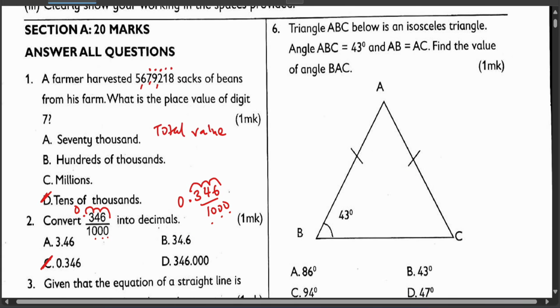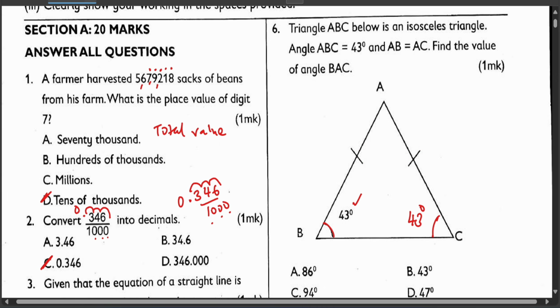Question 6. Triangle ABC below is an isosceles triangle. Angle ABC is equal to 43 degrees and AB is equal to AC. So find the value of angle BAC. Isosceles triangles, usually opposite angles in an isosceles triangle are equal. Sasa kama hii ni 43, hapo pia ni 43 from this. So hii ni angle hii na hii ni angle yake ni hii hapa. So very simple.